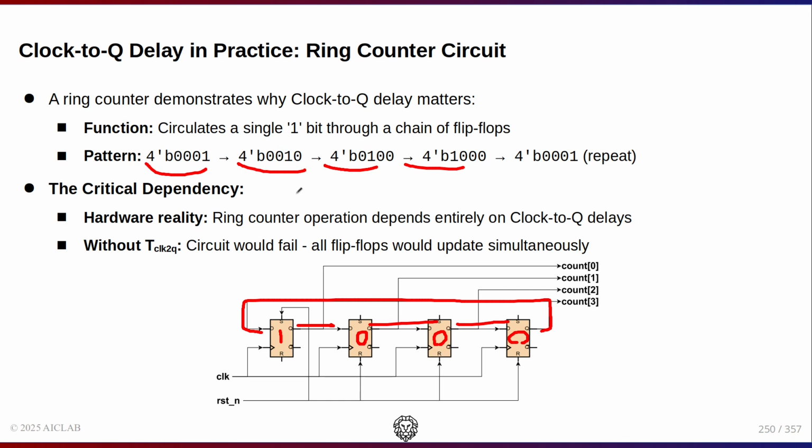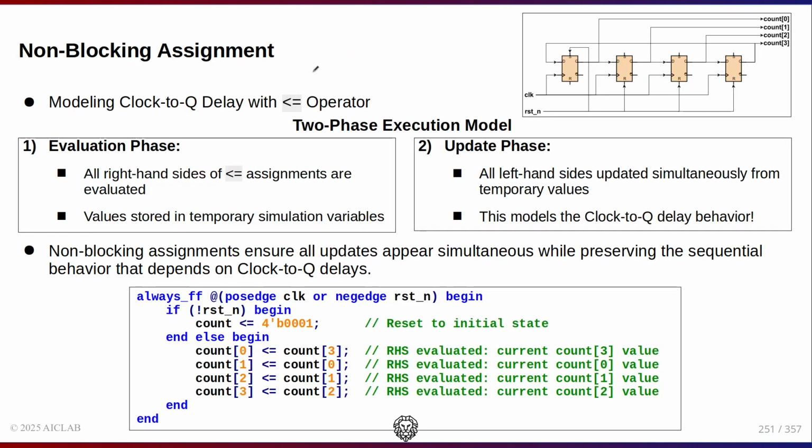To model this circuit in RTL code, we need to model clock to queue delays because without clock to queue delays, all input and output of flip-flops change immediately, and the circuit doesn't work correctly in our simulation. The solution to this problem is using non-blocking assignment. Non-blocking assignment is introduced in Verilog and SystemVerilog to model clock to queue delay. We use arrow assignment operator for this purpose.